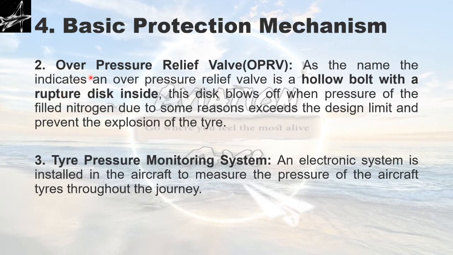Second, overpressure relief valve. As the name indicates, an overpressure relief valve is a hollow bolt with a ruptured disc inside. This disc blows off when the pressure of the filled nitrogen, due to some reason, exceeds the design limit, and prevents the tire from exploding. Third, tire pressure monitoring system. An electronic system is installed in the aircraft tire to measure the pressure of the aircraft tires throughout the journey.